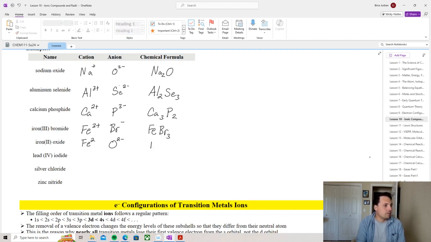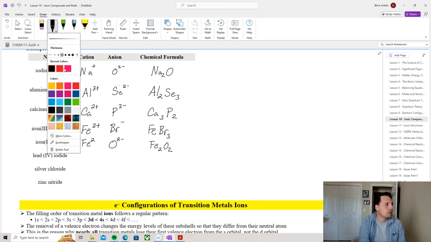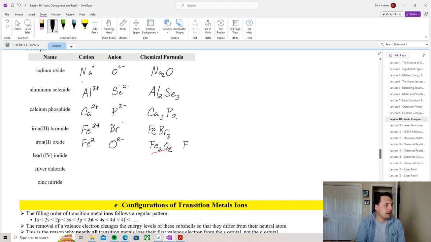Okay, so when we do this one, if we cross the charges, it would look like we form iron 2, oxygen 2. But that's not the right way to write this. We want to write this as iron oxide, iron 2 oxide, ferrous oxide. So we have to divide through by 2. Or you could just say, for every 2+ charge, I have one 2- charge. So that's a 1-to-1 ratio.